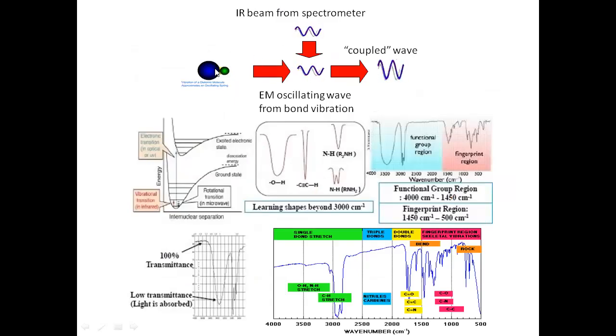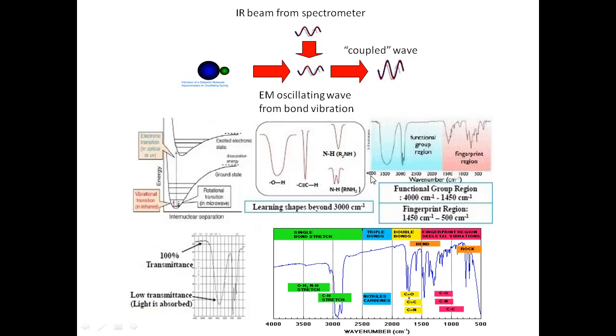Next, we see that the covalent bond that vibrates will produce electromagnetic waves. And when this IR radiation interacts with those electromagnetic waves, they form a coupled wave which has a high amplitude. And this high amplitude shows the peaks in the IR spectra. So here we see the vibrational transition level, and the rotational levels are coinciding with the vibrational levels. And the typical IR spectrum is shown here.